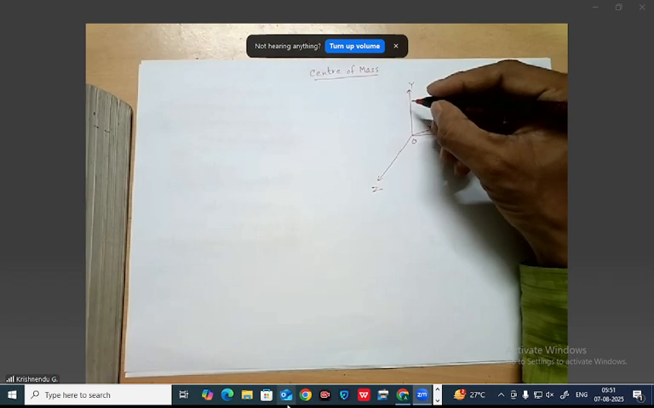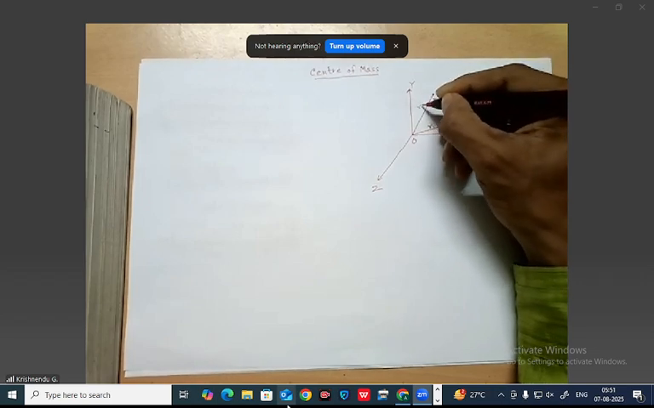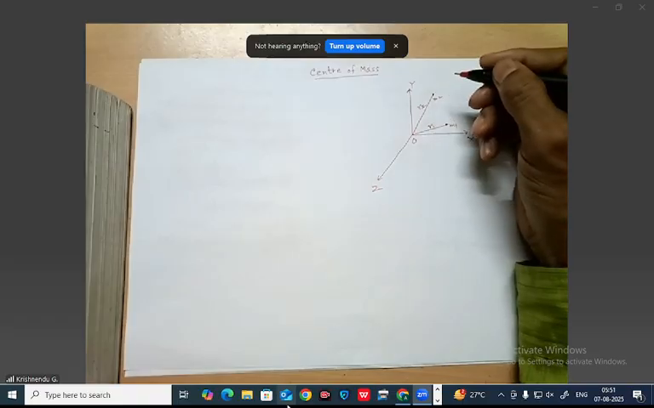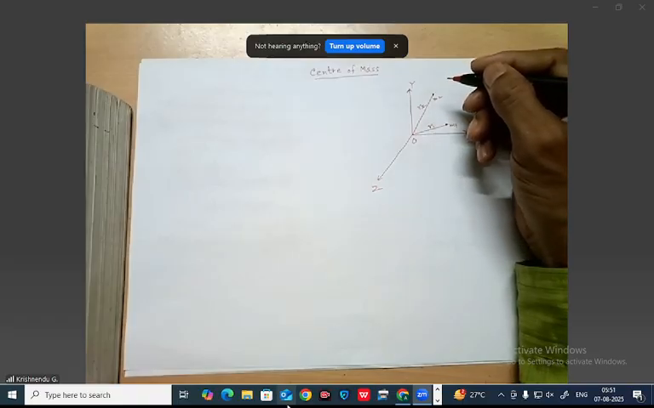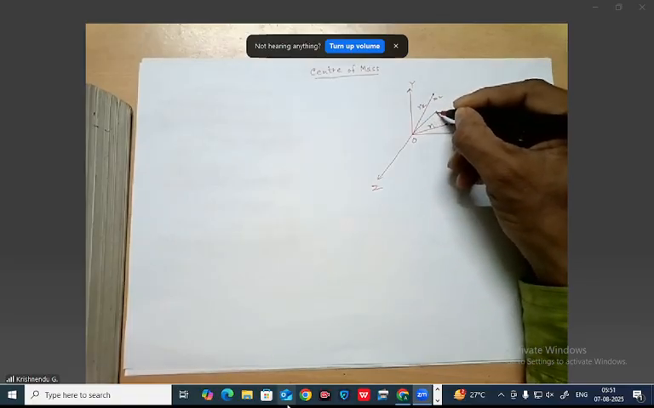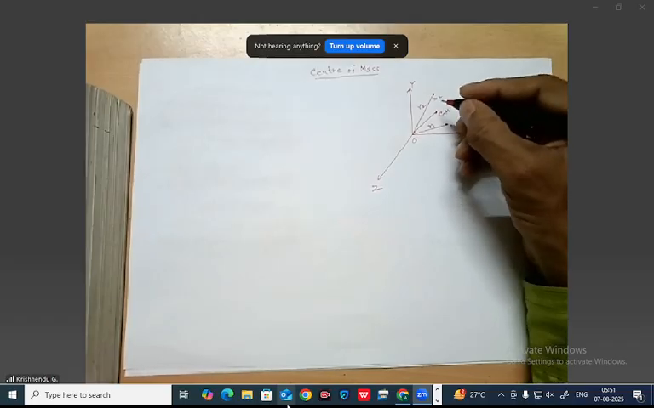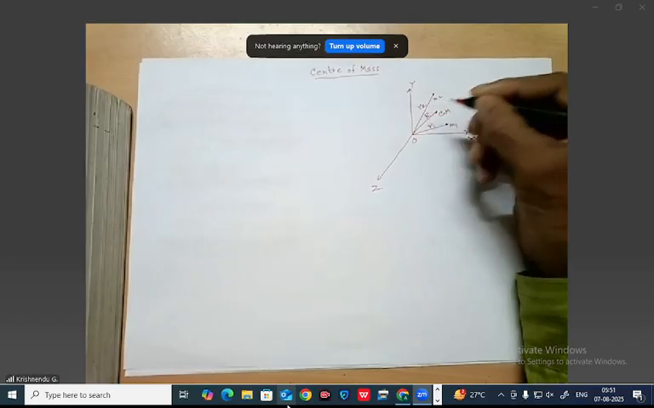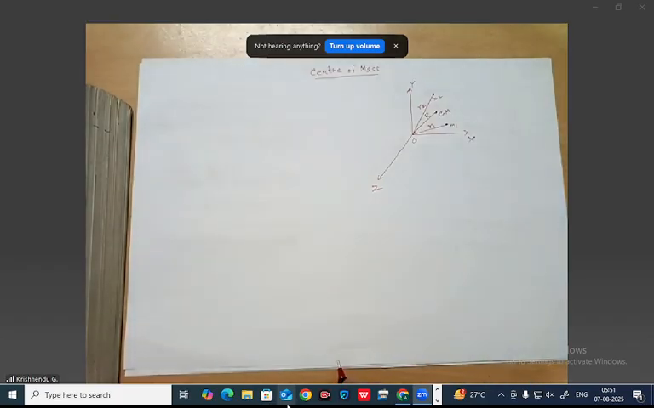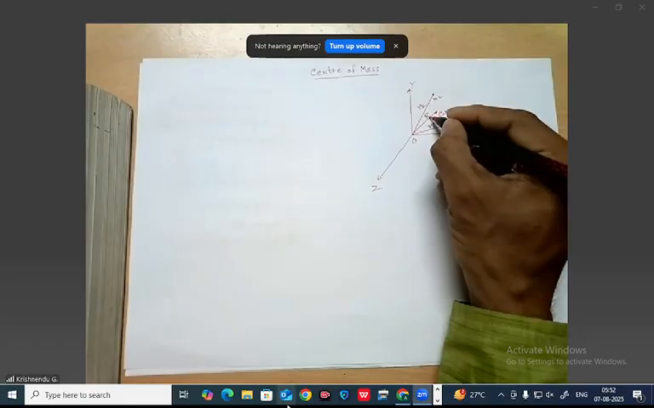And in this case, there are many particles. Suppose there is another particle m2, and the position vector is r2, right? And we find the center of mass, most probably here, center of mass Cm, and we take this resultant as r. Then the position vector of the center of mass is r.